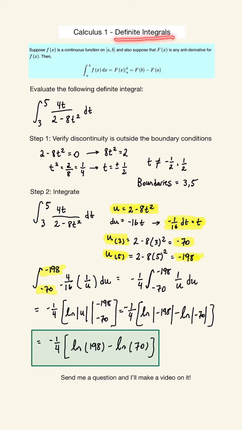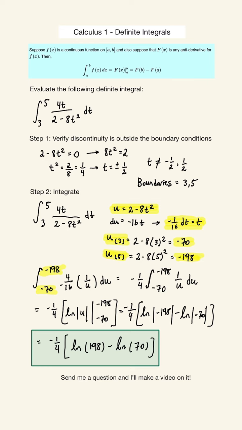Here we have another definite integrals example problem, and we want to evaluate the following definite integral. The integral from 3 to 5 of 4t divided by 2 minus 8t squared dt. So this one is interesting because we'll do some u substitution, and then we also have to watch out for our discontinuities, and then we can modify our boundary conditions as well. So this one has a lot going on, and we'll get into it.